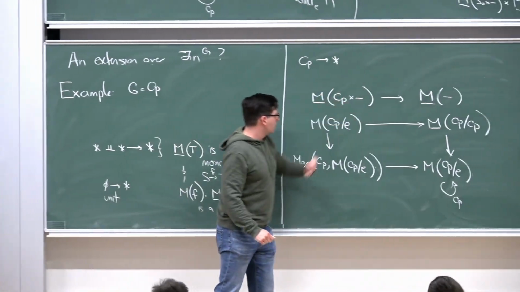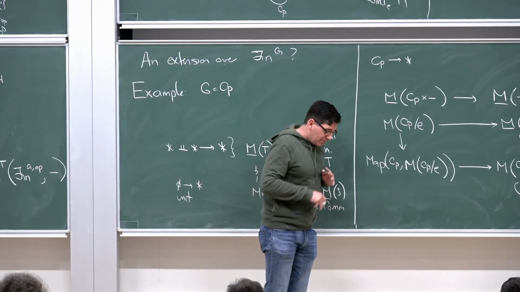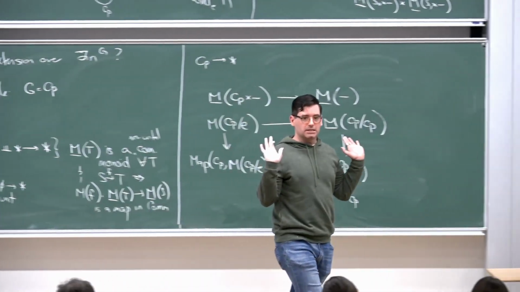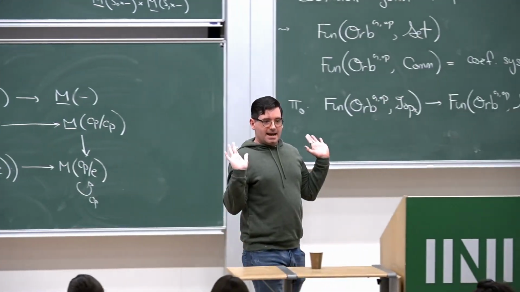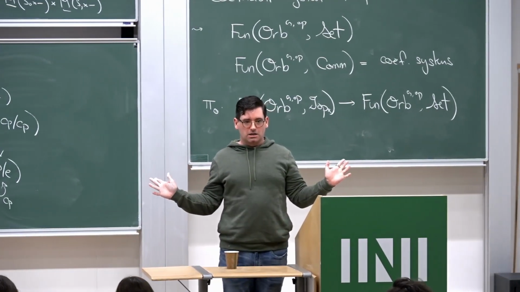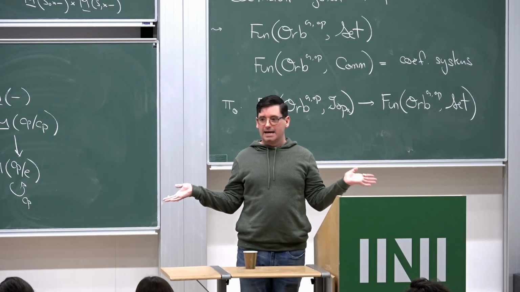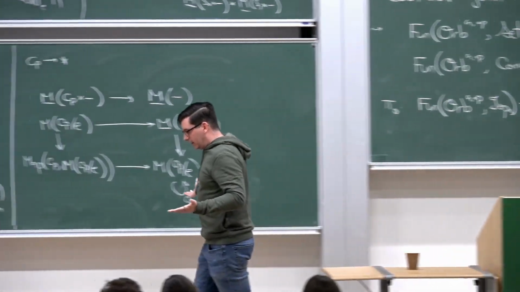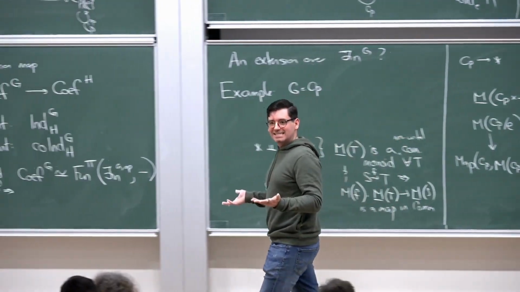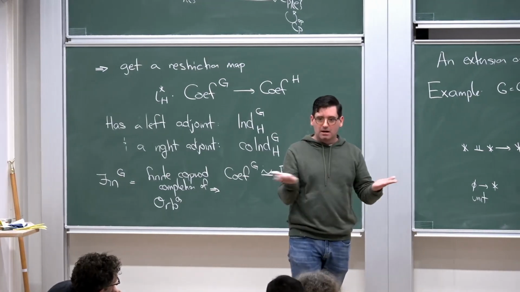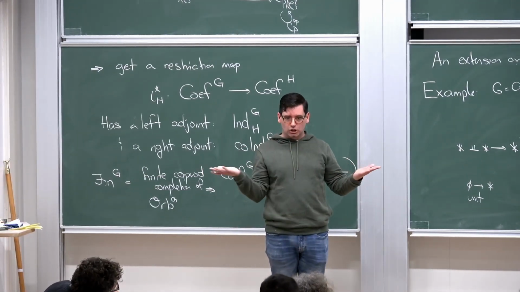And the compatibility condition that I want is, if I forget all of the equivariance, then I'm looking at the very first case I talked about, namely finite sets. And CP, when I forget all the equivariance, is just the p element set. And I know what's supposed to happen there. I'm supposed to use my ordinary addition.